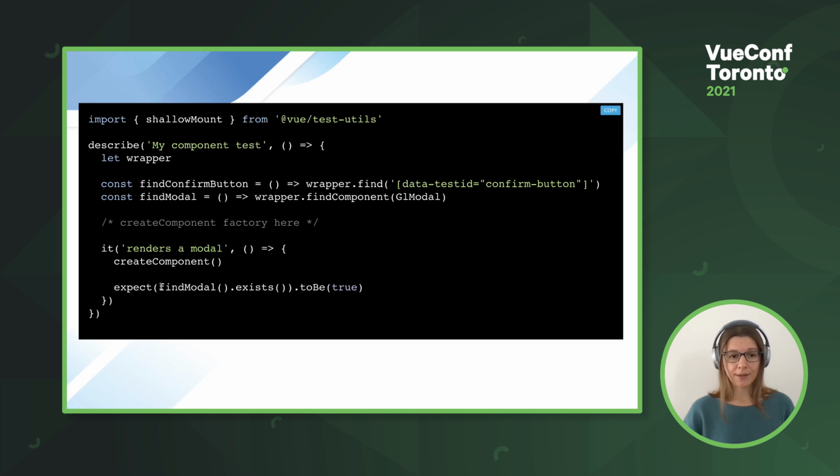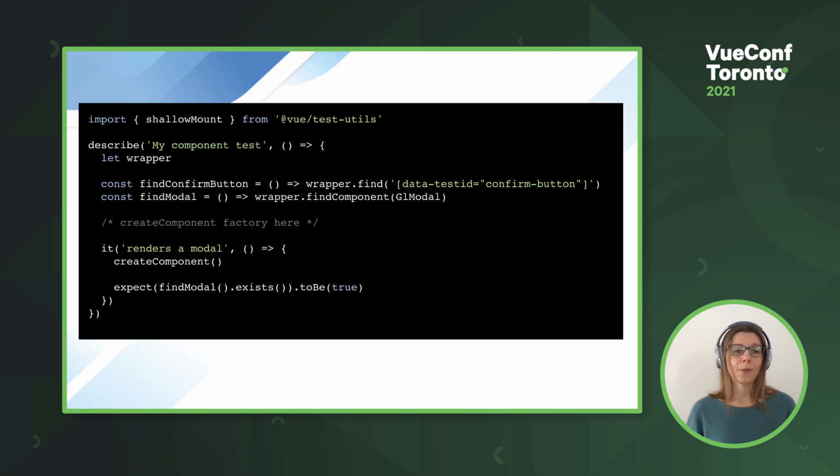Then you are using them in tests this way. You just call find modal and check if it exists. Important moment when you're writing these helpers, these should be functions. Because if you write it with assignment equal to wrapper.findComponent, you will have an error because wrapper is undefined at this point. That's why it should be a function that is called somewhere in the test case.